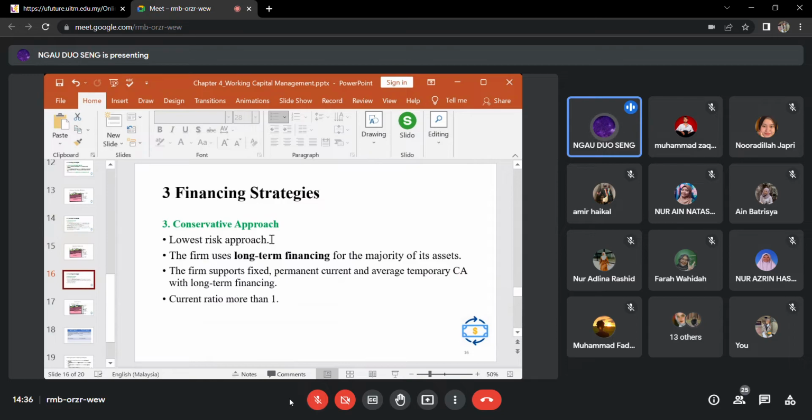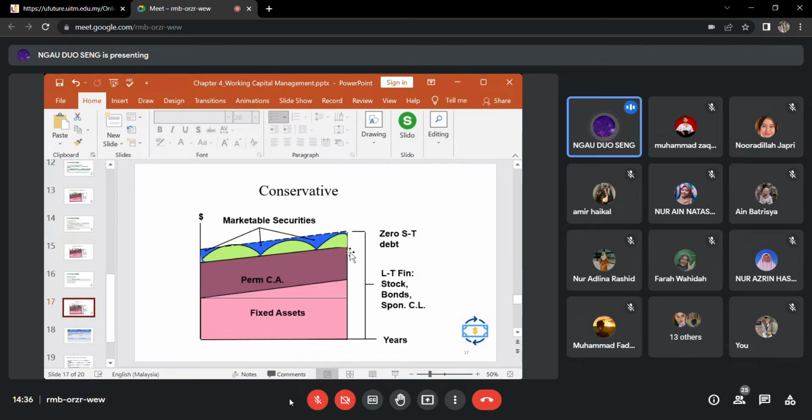Next, we have conservative, right? The conservative approach is a lower risk approach. The firm uses long-term financing for the maturity of each asset. The firm supports fixed and permanent current asset, and even temporary current asset, with long-term financing. So the current ratio is more than 1. You can see here, they are using long-term financing for all assets.